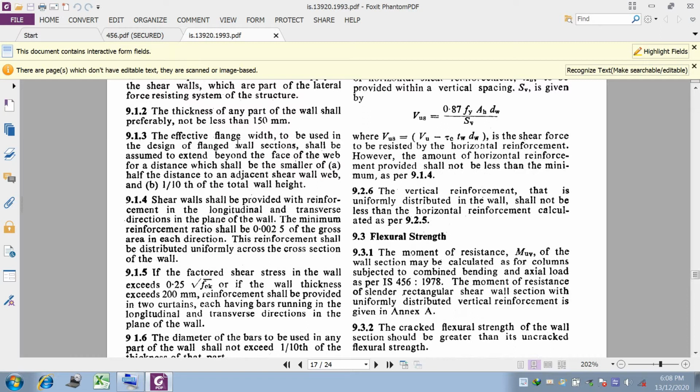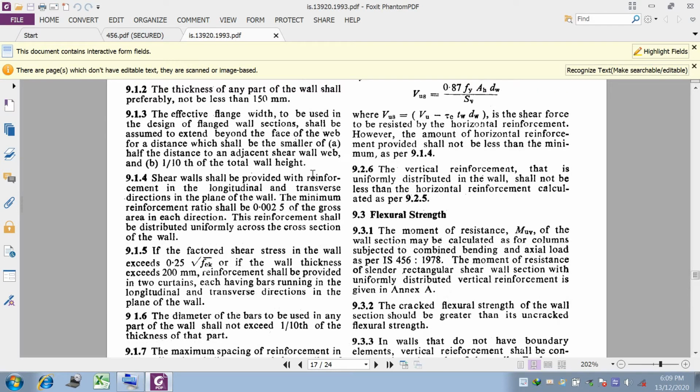Then the effective flange width to be used in the design of the flanged wall shall be assumed to extend beyond the face of the web by a distance which shall be the smaller of half the distance to the adjacent shear wall, and one tenth of the total wall height. So these two parameters you must consider.